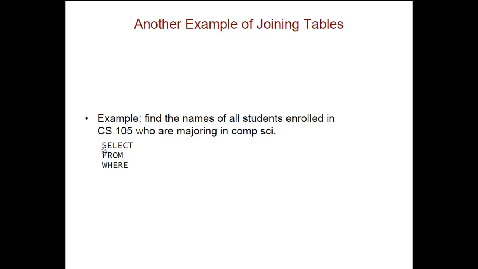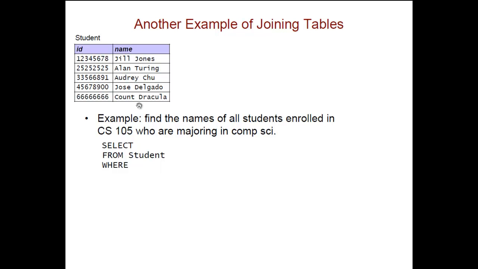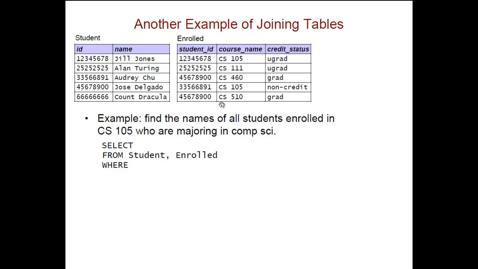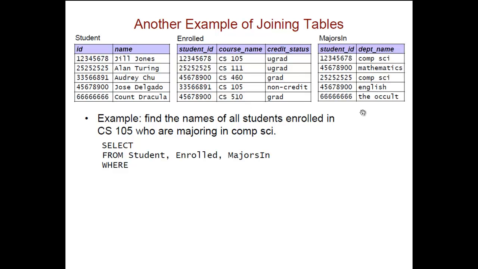So the first thing we want to do is fill in the from clause by figuring out which tables we need. And in this case, we need three of them. We need the student table, because that's the only place where the students' names are found. We need the enrolled table, so we add that as well. And that's going to allow us to know who is enrolled in CS105. And then we also need majors in, because that will tell us who is majoring in computer science. And so all three of those table names go in the from clause, separated by commas.